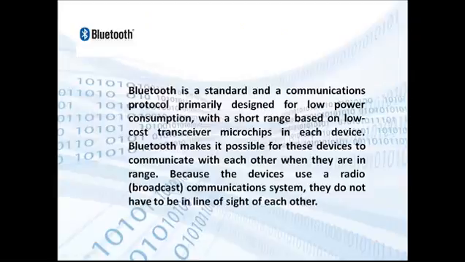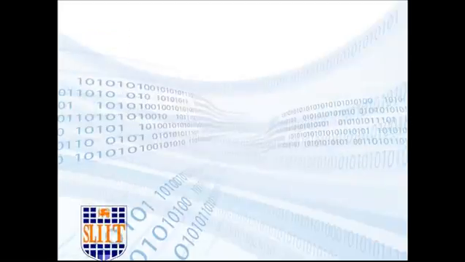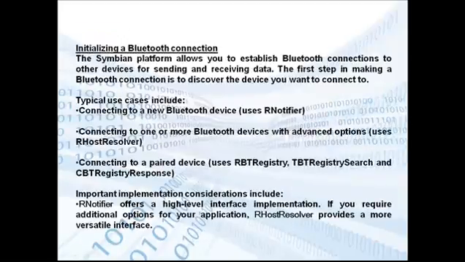Initializing a Bluetooth connection. The Symbian platform allows you to establish Bluetooth connections to other devices for sending and receiving data. The first step in making a Bluetooth connection is to discover the device you want to connect to. Typical use cases include connecting to a new Bluetooth device, which uses the RNotifier method, and connecting to one or more Bluetooth devices with advanced options.